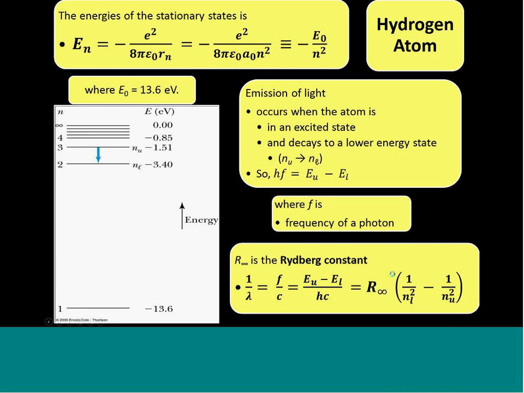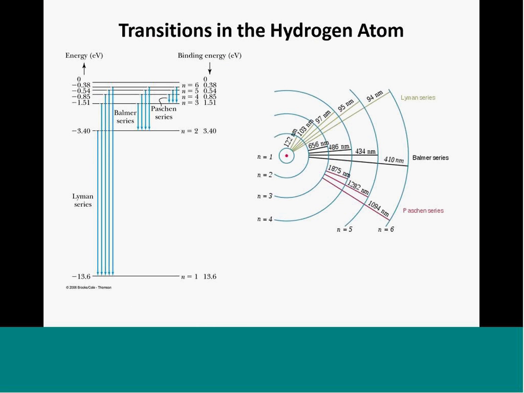Okay, so kita tengok mengenai transitions of atom. Kita ada series, dan masih ada partial series soalan. So ini ditentukan berdasarkan permulaan n nya. Ini n equal to 1, Lyman series, n equal to 2, Balmer series, Paschen start pada n equal to 3.